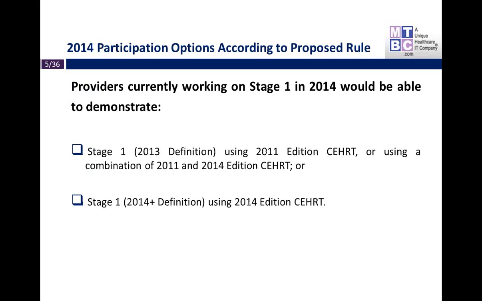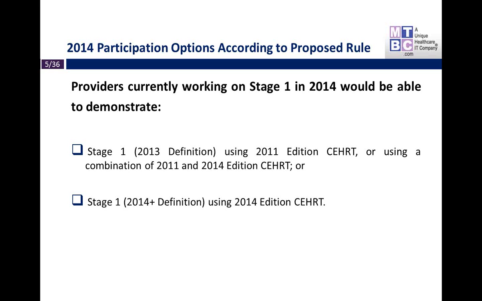Let me first tell you about the new proposed rule by the Centers for Medicare and Medicaid Services, who have recently released a notice of proposed rulemaking that would allow providers participating in the E.H.R. incentive programs to use the 2011 edition or 2014 edition of certified E.H.R. technology for the 2014 reporting year. Now, if finalized, this proposed rule will provide participation options that vary by a provider's stage of meaningful use and by their certified E.H.R. technology edition selection.